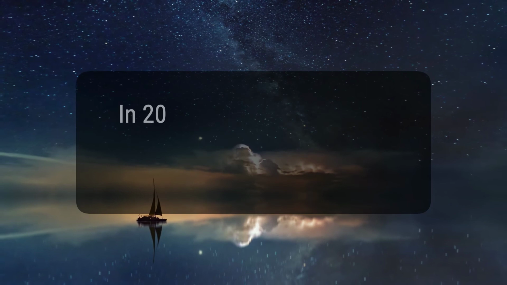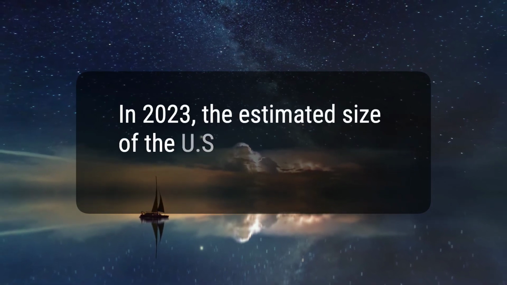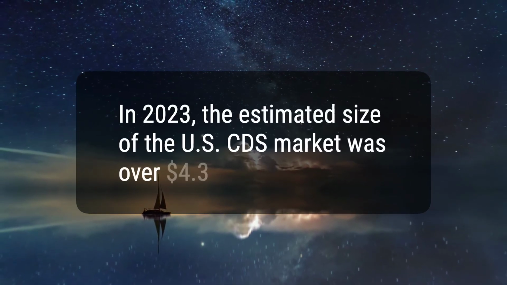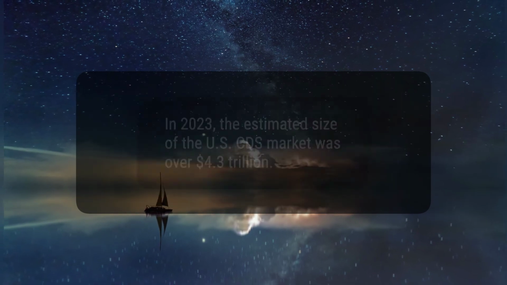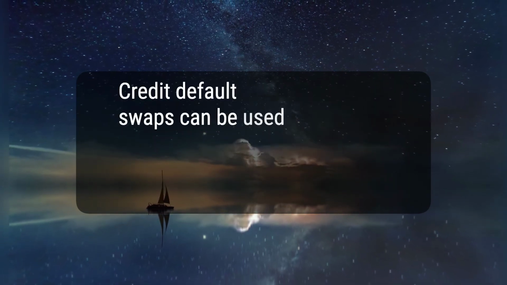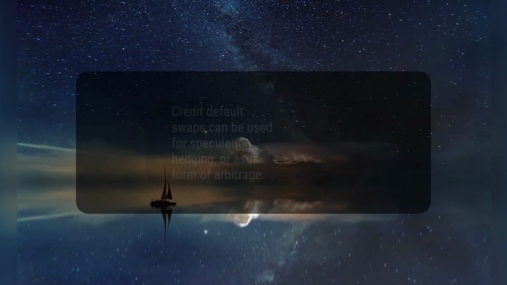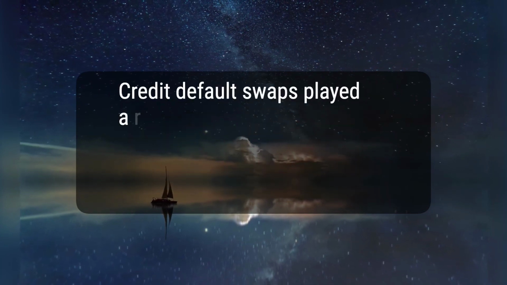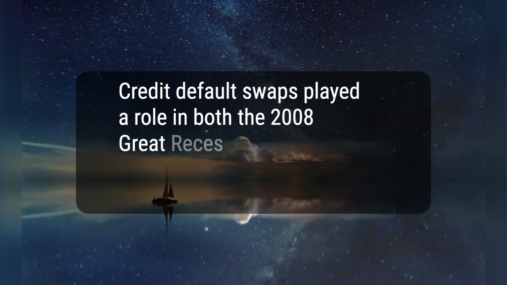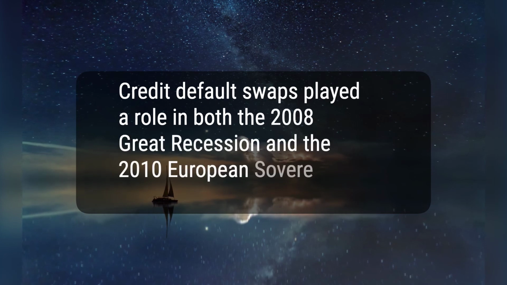3. In 2023, the estimated size of the U.S. CDS market was over $4.3 trillion. 4. Credit default swaps can be used for speculation, hedging, or as a form of arbitrage. 5. Credit default swaps played a role in both the 2008 Great Recession and the 2010 European sovereign debt crisis.